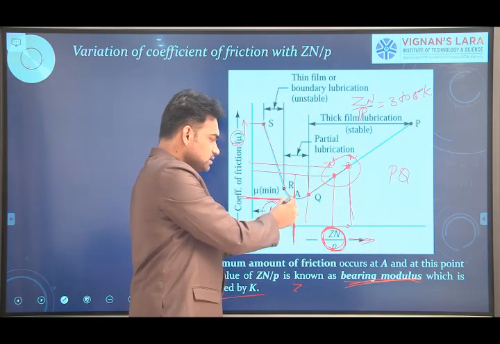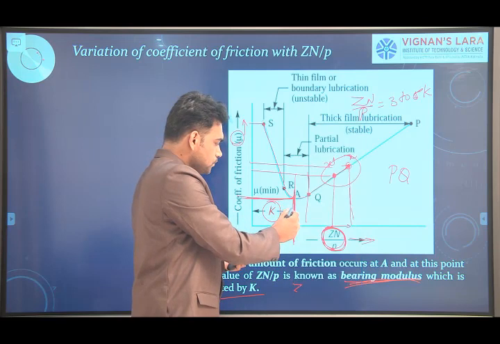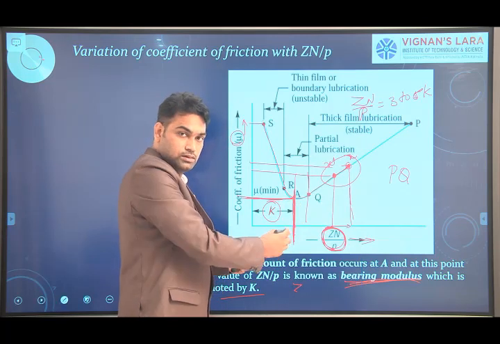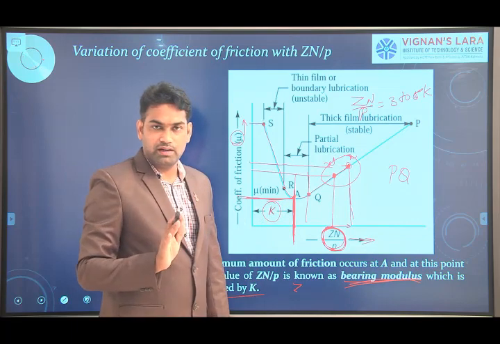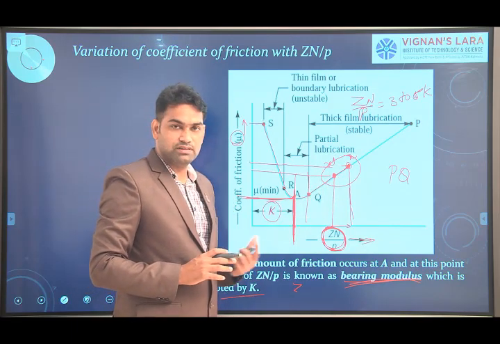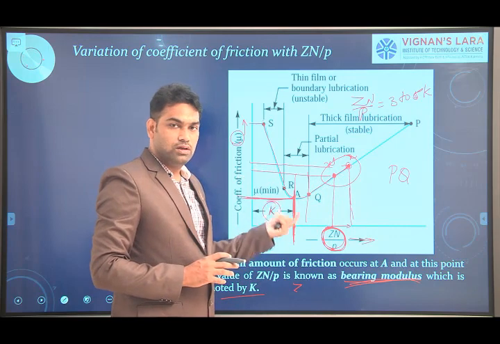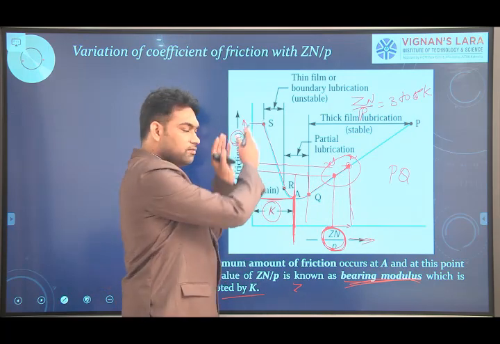What is the K value? That is at point A. This is where the value of K is. You should not operate the bearing at point K. Why? Because it has the self-adjusting mechanism, the bearing can go to any point, and it will go into the region of thin film.